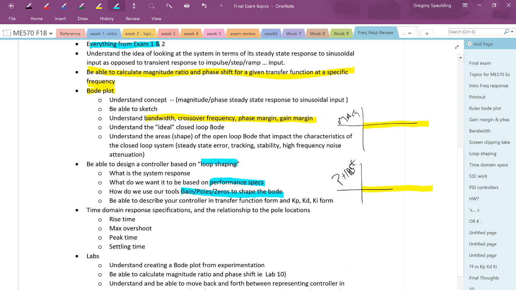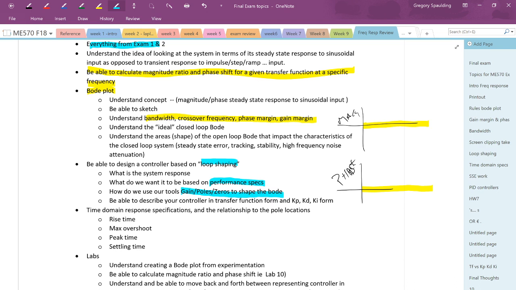We use two ways to determine, or at least in this class, what we're using is two ways to determine our crossover frequency. One is by performance specs. We have a desired omega C, and we get that omega C from our time domain response specifications, our rise time, settling time, or peak time. And so we have a crossover frequency that we're trying to accomplish, and we can set our crossover frequency.